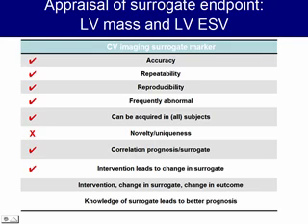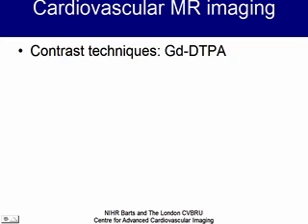rates. Now, this is really an appraisal of how good cine cardiac imaging is in terms of being a surrogate endpoint. And you can see that it's highly accurate, highly reproducible. It's frequently abnormal if you have a diseased heart. It can be acquired in all subjects. It's not really novel because echo can give you similar information. Correlation to prognosis surrogate markers has been established, and we know if we intervene, this leads to a change in surrogate endpoints.